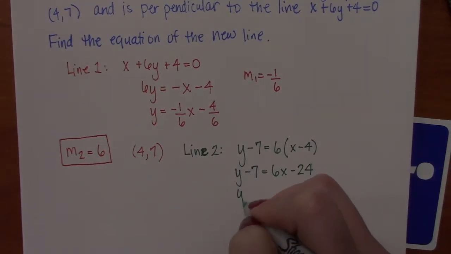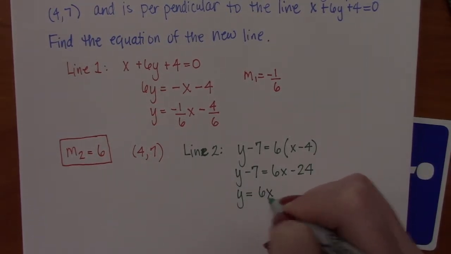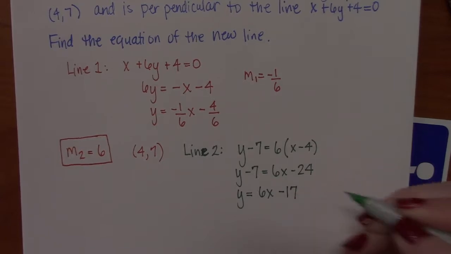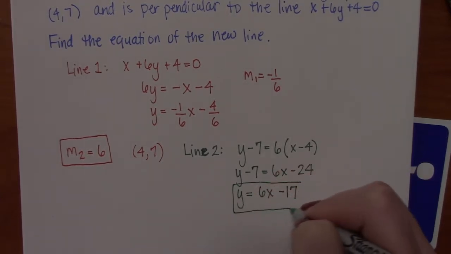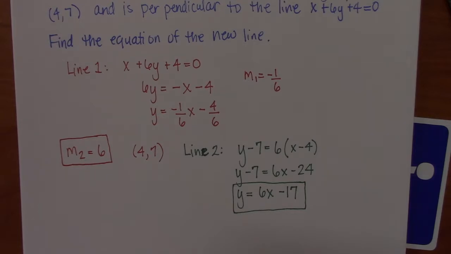And then I'm going to add 7 to both sides, and that should equal negative 17. So once again, you can always check that the new line you've created, the slope in the y equals mx plus b form, should match the slope that you put in when you set up the problem. It did come back as a 6, so we're good.